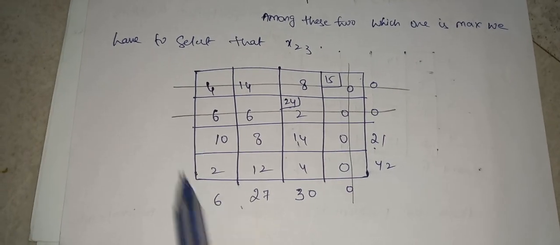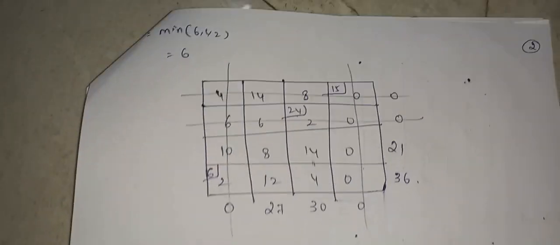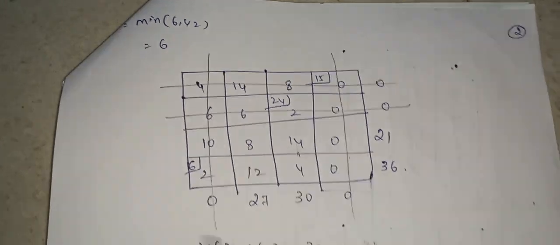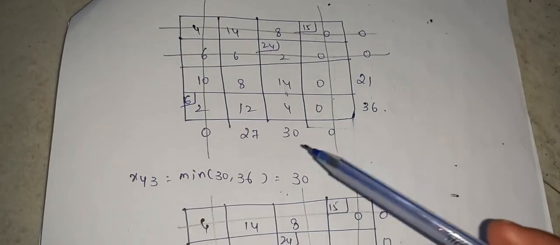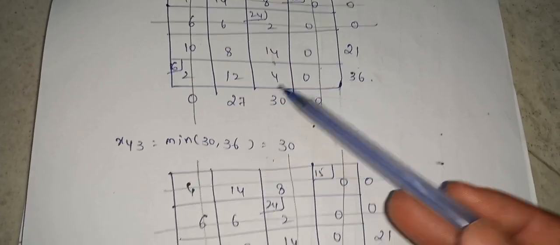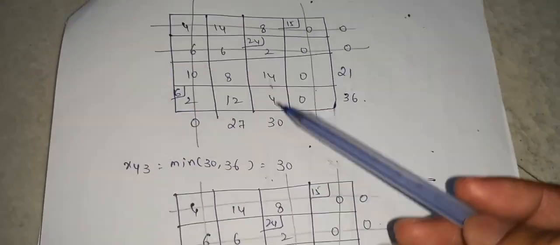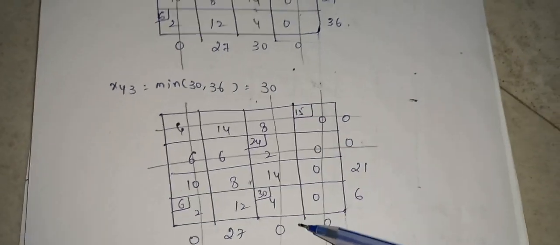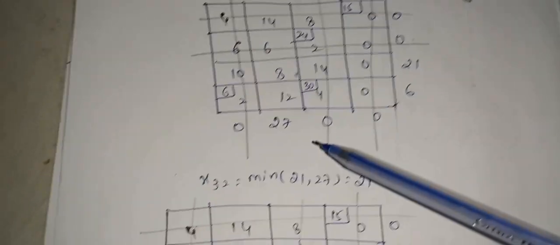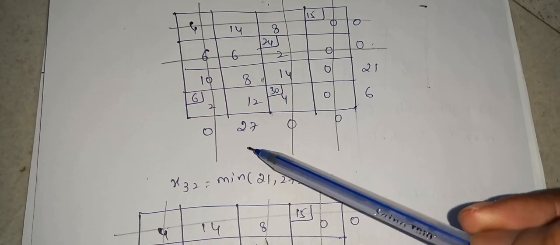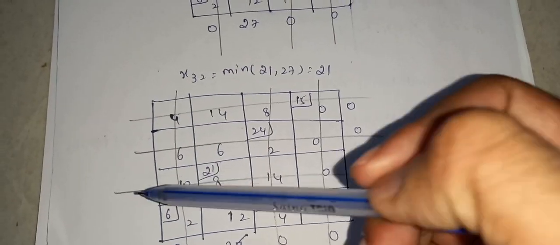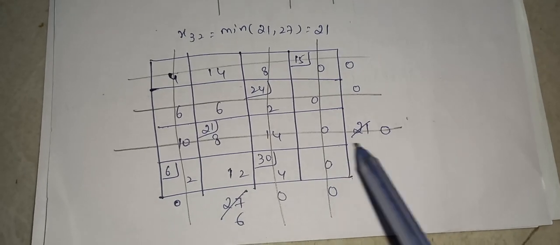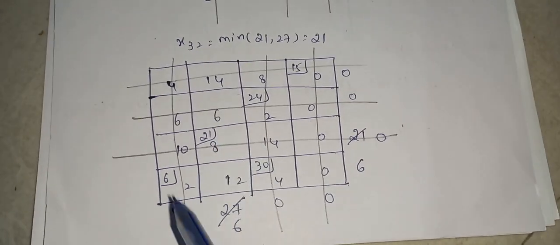Next, again select the least cost. Least cost is 2. Minimum of 6 and 42 is 6. Assign 6 here and cancel the column. Continue the process by selecting the least cost in the cell. 4, I am selecting 4. Minimum of 30 and 36 is 30. Assigning 30 here and cancel the row. Next again 8 and 12. 8 is the minimum. Select 27 and 21. Assign the 21 here. Cancel the row. And next 12 is the only cell left, assigning 6 and 6. Here assign the 6 and cancel the row and column.